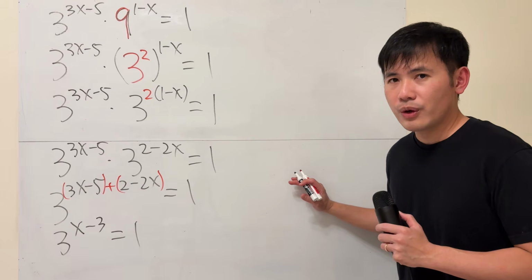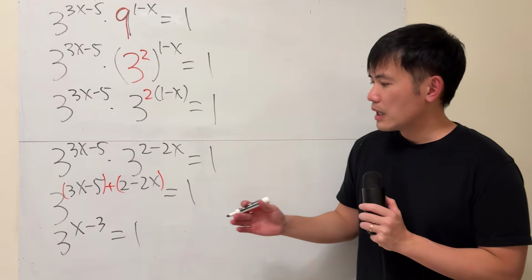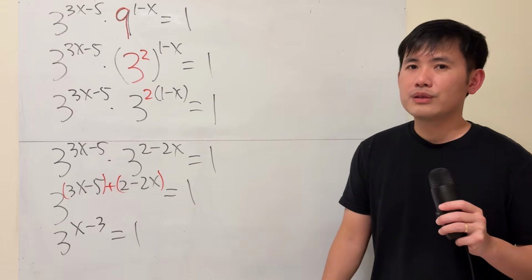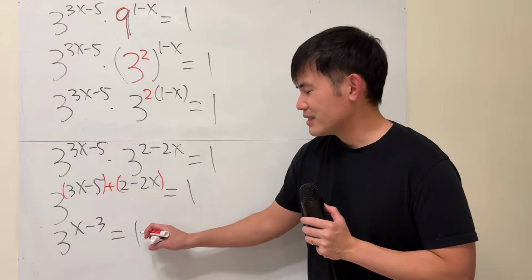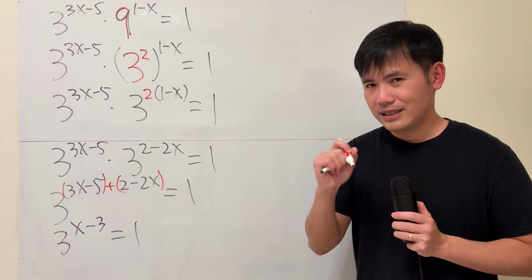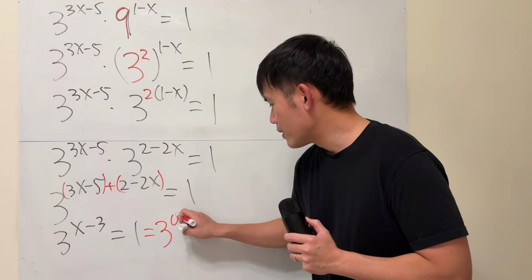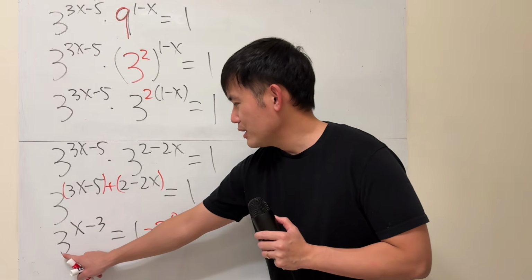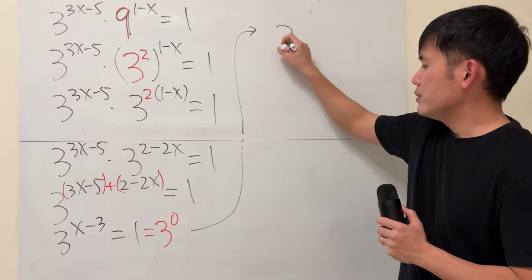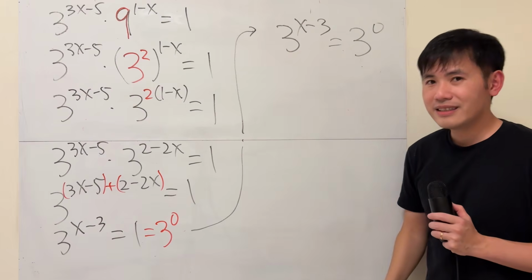How can we continue though? The key is when we have exponential equations, can we make bases equal? Here is 3, here is 1. So what do we do? Well, notice that 3 to what power will give us 1? The answer is the zeroth exponent. 3 to the zeroth power is the same as 1. So let me write this down right here: 3 to the x minus 3 equals 3 to the 0.